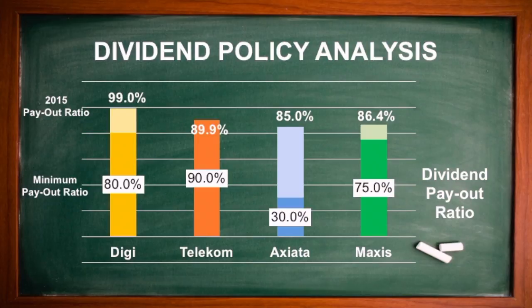And finally, Maxis, yearly dividend payment that targets a payout ratio of not less than 75% of its consolidated profit after tax. By taking into consideration volatility and degree of risk, Digi's dividend policy will give more advantages.